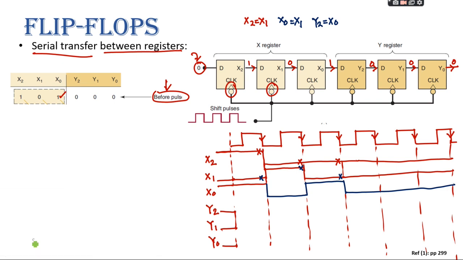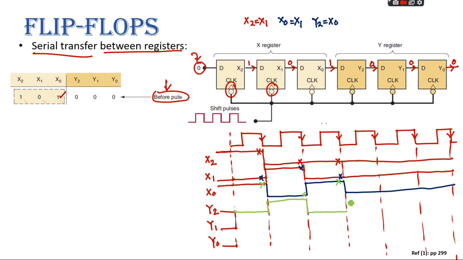So now just before the negative edge, what is the value of y2? It was 0, so it will continue to be 0 until it gets the first negative edge. And since it is following x0, what is the value of x0 before that? 1. So it will switch to 1 and remain 1 until it gets the next negative edge. What is the value of x0 here? 0. So it will switch to 0 and it will continue to be 0 until it gets the next negative edge. What is the value of x0 here?